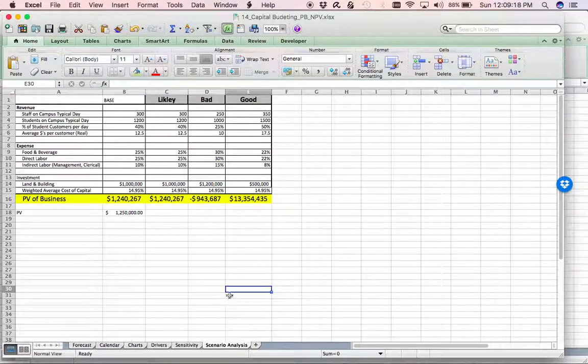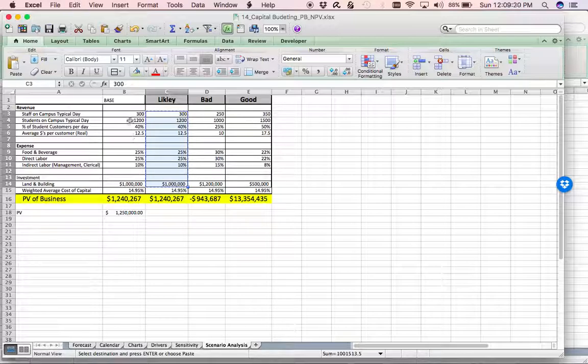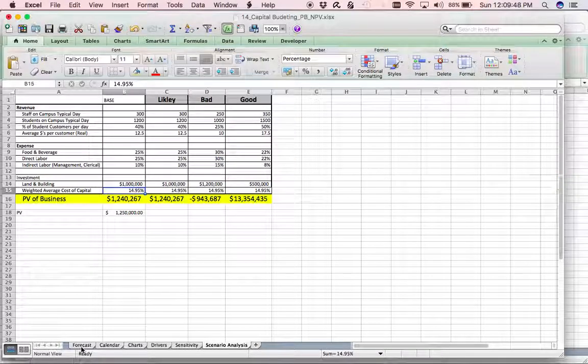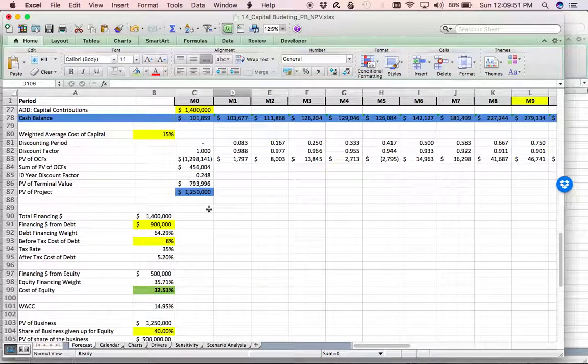So the first thing I do is I'll go to the scenarios page and just make sure of a couple of things. One is I want to make sure which scenario we're running, and looks like we're running the base case. Remember that the way that I have my workbook set up, whatever I put in this base case is whatever the forecast actually shows at this point. I agreed, I negotiated a 14.95% cost of capital.